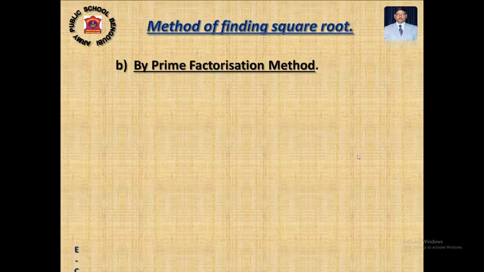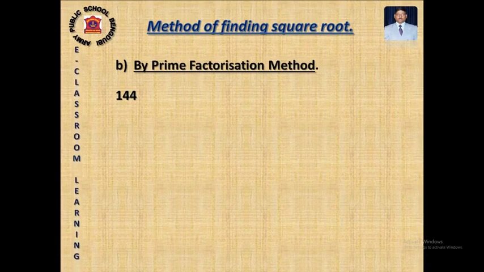Prime factorization method. Prime factorization means what? When a number is represented as a product of primes. So this is called prime factorization. So how will you find the square root by the prime factorization method? Let's take one example. Suppose 144. I would like to find the square root of 144 by the prime factorization method.